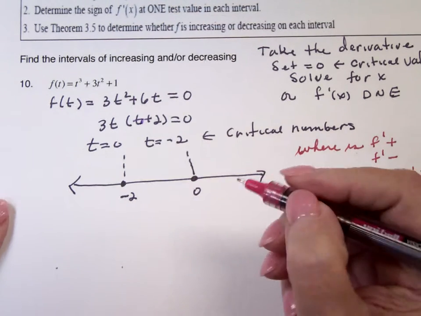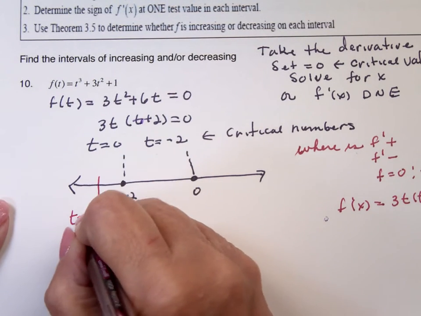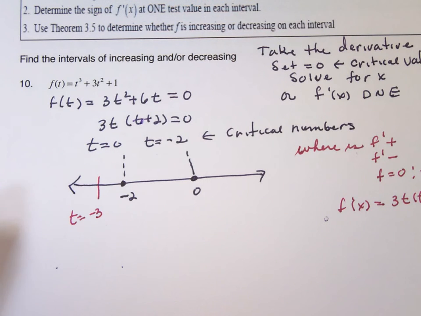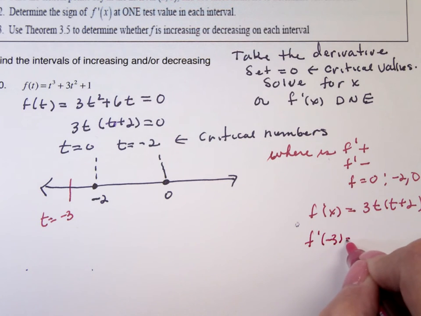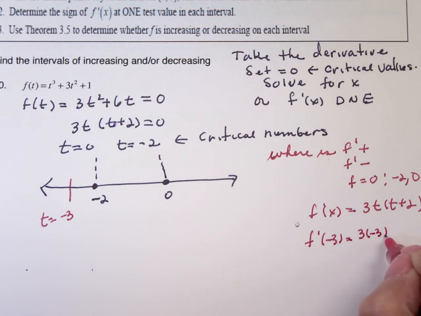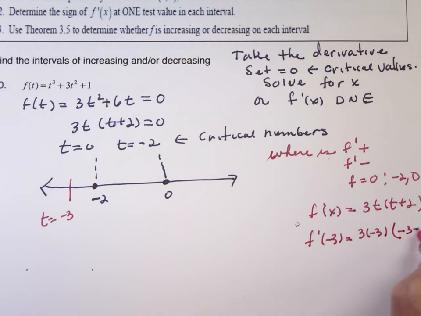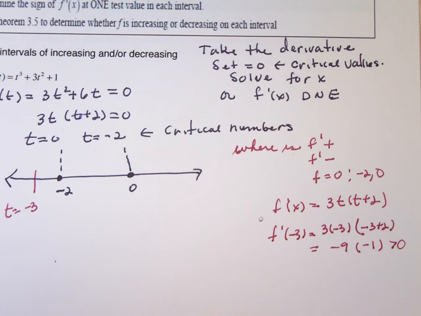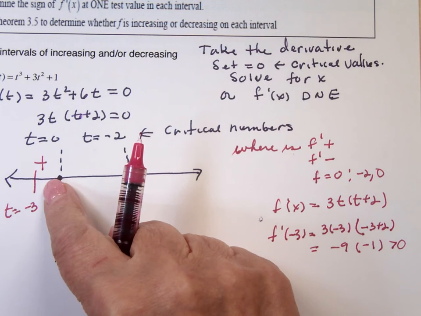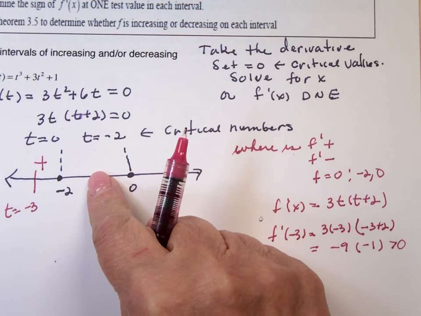Pull a test point. t equals negative 3. Is f prime positive, negative, or 0? f prime of negative 3 is 3 times negative 3 times negative 3 plus 2, which is negative 9 times negative 1. Positive or negative? Positive. I don't care what the number is. I just want to know what the sign is. So that says f is increasing. If that's followed by decreasing, then negative 2 is a maximum, right?